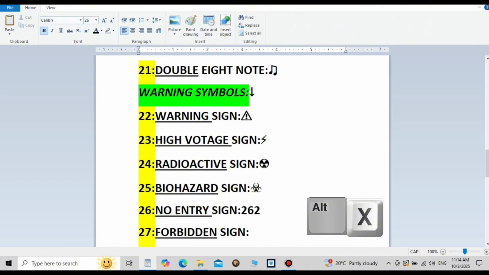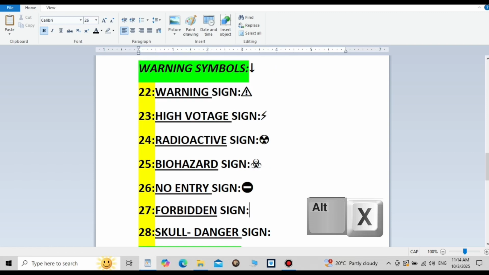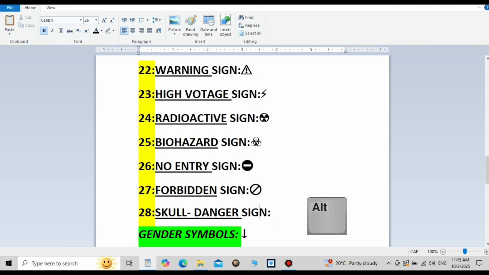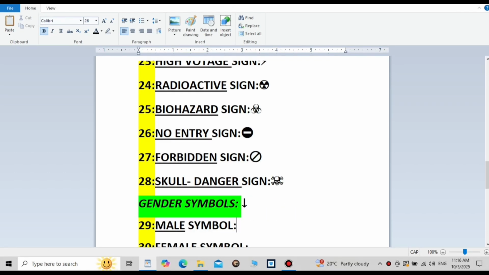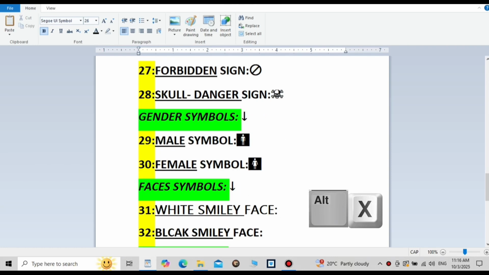26D4 plus Alt and X for no entry, 1F6AB plus Alt and X for forbidden sign, and 2620 plus Alt and X for skull danger sign. Gender symbols. Type 1F6B9 plus Alt and X for male symbol, and 1F6BA plus Alt and X for female symbols.